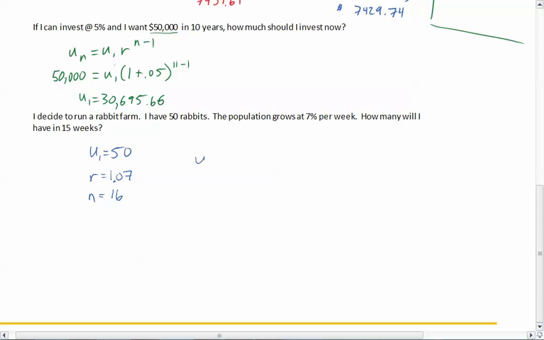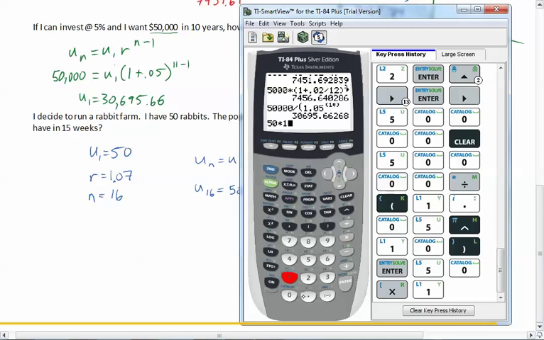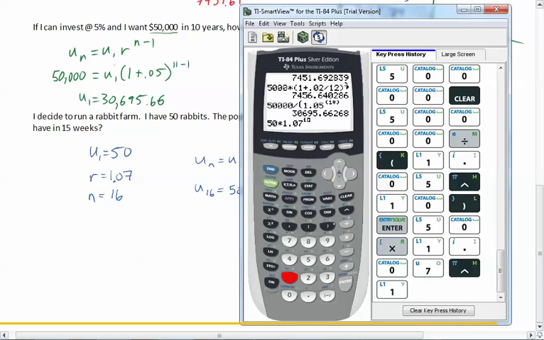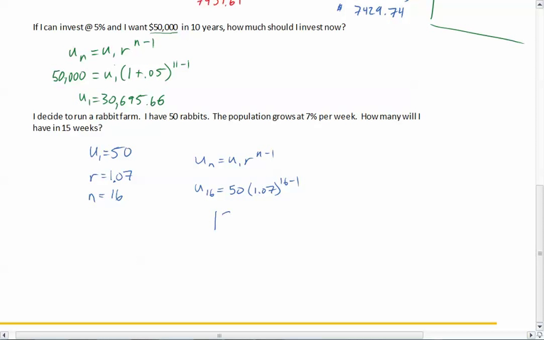So we can go ahead and plug it straight into our equation where un equals u1 r to the n minus 1. And so we'll go u16, which would be the 15th week, equals 50 times r, which is 1.07, to the 16 minus 1 power. Easy peasy. Here we go. 50 times 1.07 to the power of 15, because it's going to be 16 minus 1, and enter. 137.9, so about 138 rabbits.